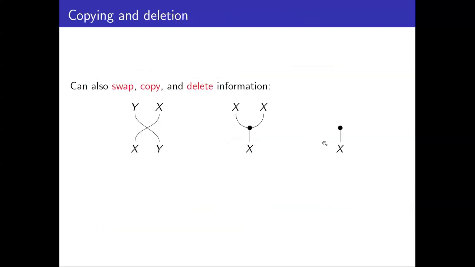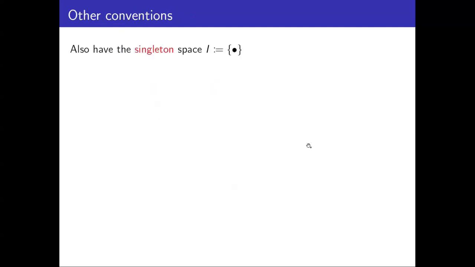Great. And on top of this, I'm just going to state this. There are also Markov kernels that let you swap, copy, and delete information. So there is a Markov kernel that takes a pair as input and just deterministically returns you the same pair as output, but reversed. There's a Markov kernel that takes as input an X and deterministically copies that and returns the pair. And then there's a Markov kernel that just throws away its input.